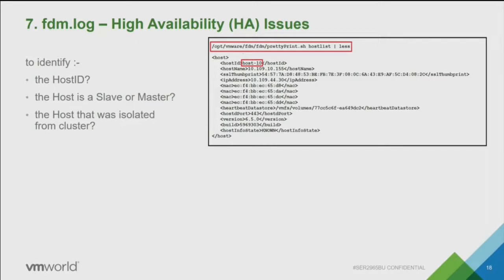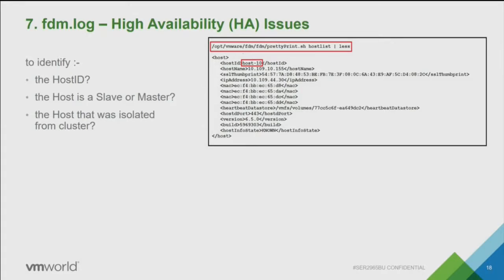How to just keep it simple and then initiate a logical troubleshooting approach to understand what just happened. So the key points have been listed out. What is the host ID of the host that got isolated or rebooted? Was it a slave or a master? And then what is the IP address of that particular host itself?